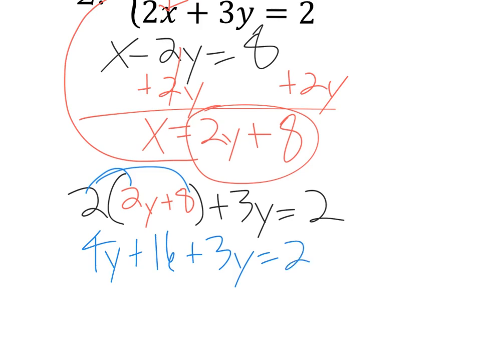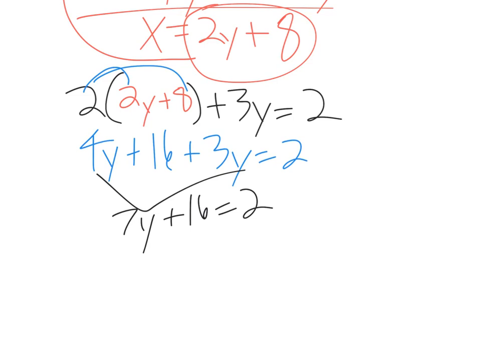And so now I see I have 2 y terms I can combine. That'll make 7y plus 16 equals 2. Alright, so I'm solving this equation for y. So I need to minus 16 to the other side.